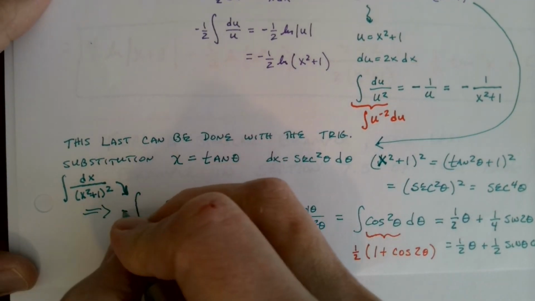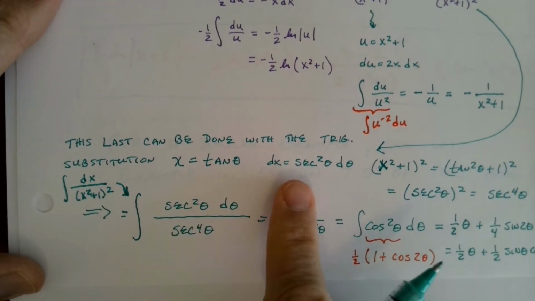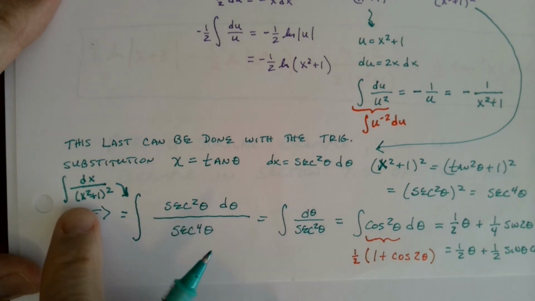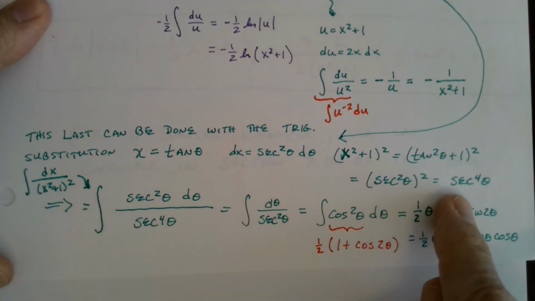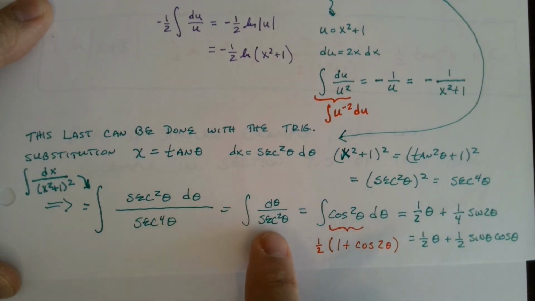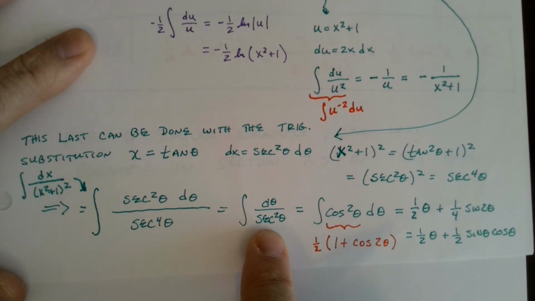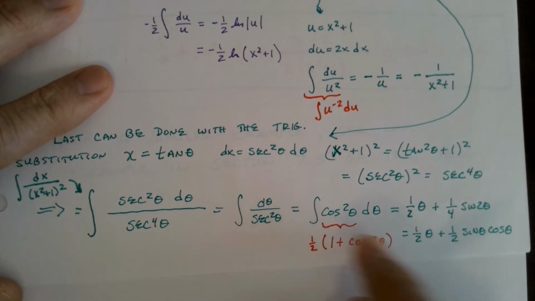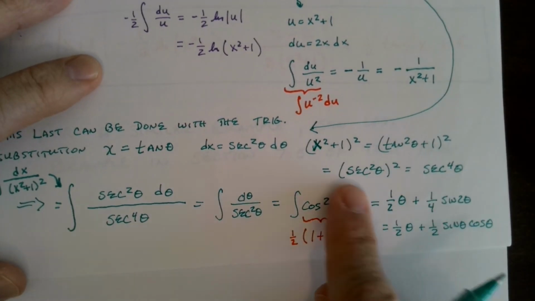Okay. So the dx, what's the dx? Secant squared theta d theta. x squared plus 1 squared is what? Secant to the fourth. Secant squared divided by secant to the fourth, we can cancel out a common secant squared. I'm left with d theta over secant squared theta. But what is 1 over secant squared theta? That's cosine squared theta. And this goes back to trig integrals now.